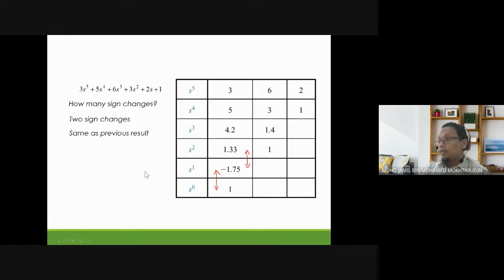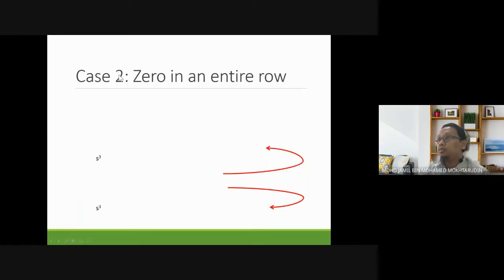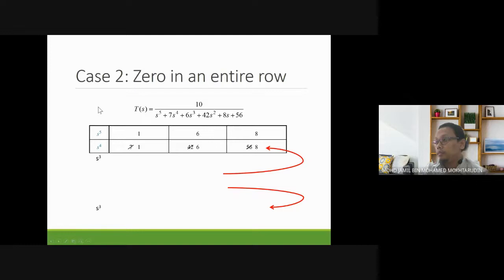Okay. Now we look at case number 2, when you encounter 0 in an entire row. So let's say you are given this transfer function, and then you generate the Routh table. Start with S power 5 and S power 4, and then fill the two top rows alternatingly with the coefficients. And then you calculate the row S power of 3 using determinant. When you calculate S power of 3, what you get is all values are 0 in that row.